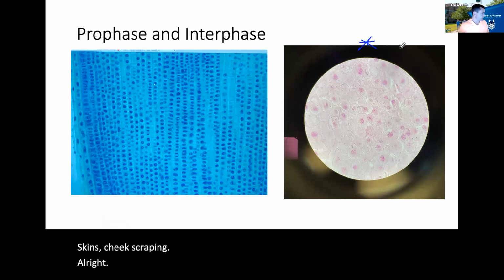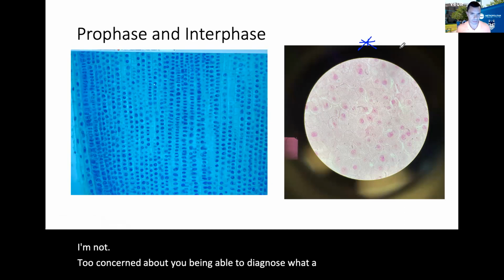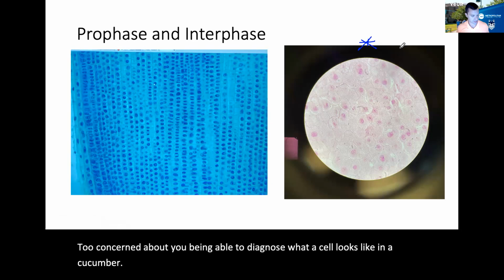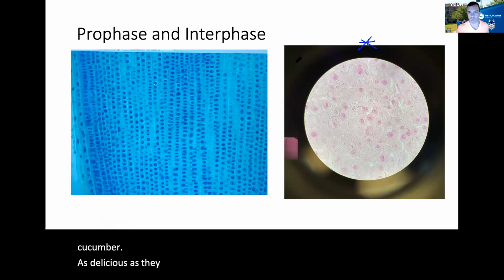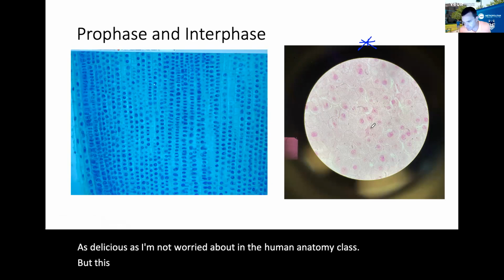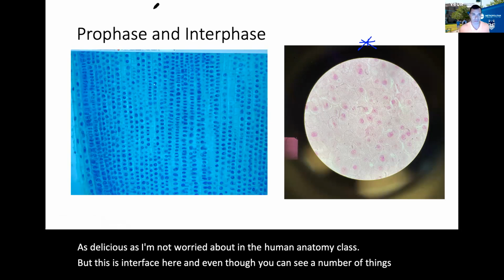Pay attention to the animal cell. I'm not too concerned about you being able to diagnose what a cell looks like in a cucumber. As delicious as they are, I'm not worried about that in a human anatomy class. Right? But this is interphase here.